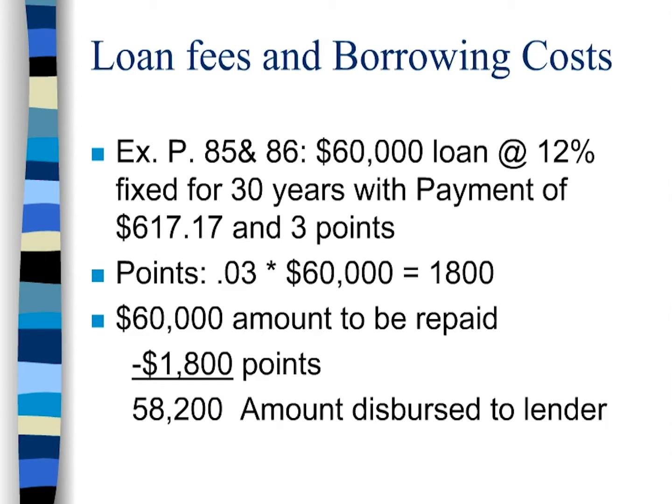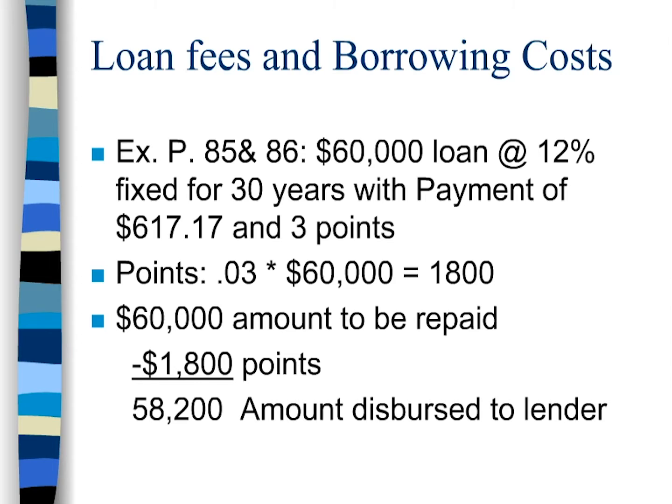So let's look at an example, and this example is on pages 85 and 86. $60,000 loan, 12% compounded monthly, fixed for 30 years, and we've already calculated this earlier using present value of $60,000, interest rate of 12 divided by 12 months, 360 is our N, 0 is our future value, and we calculated the payment: $617.17.